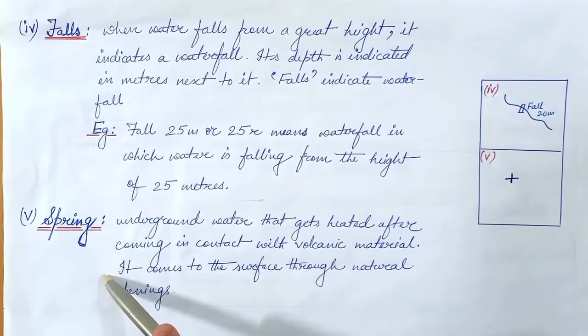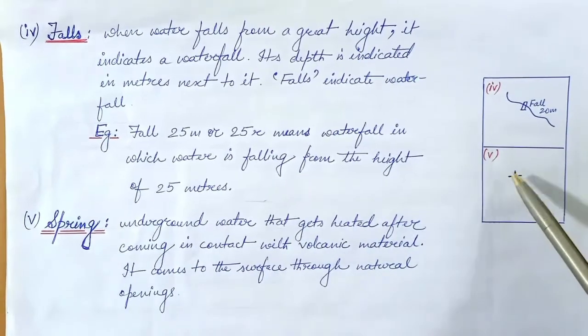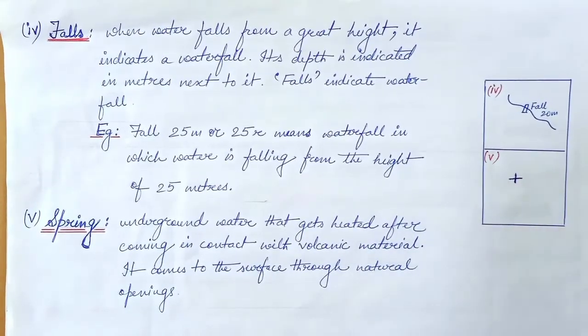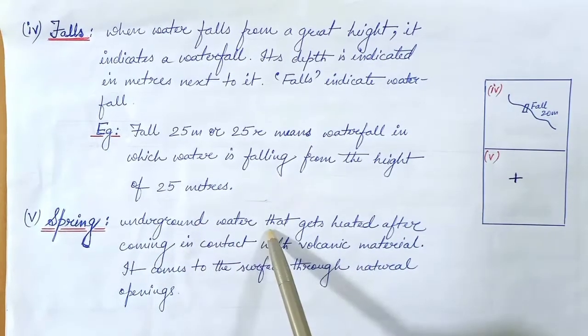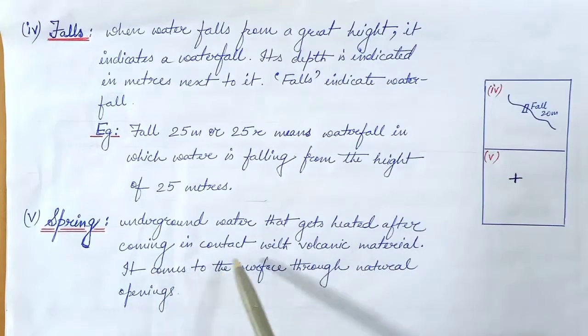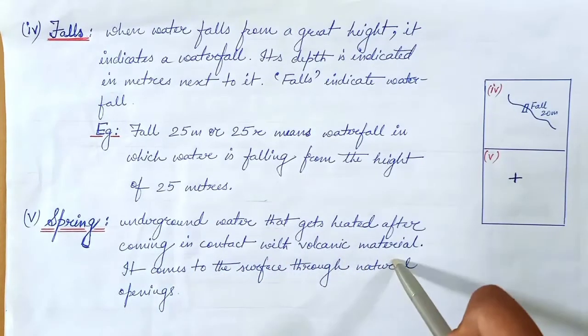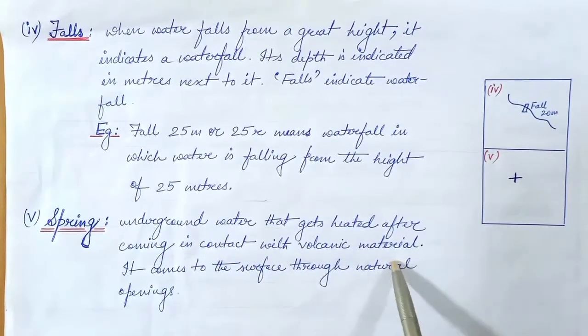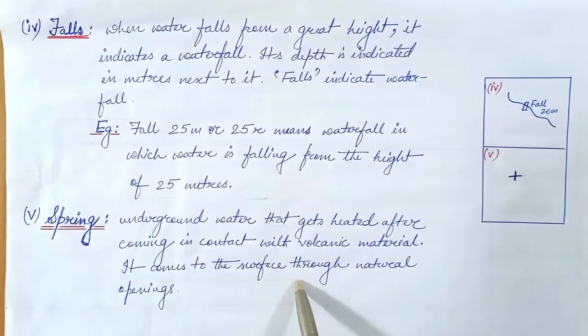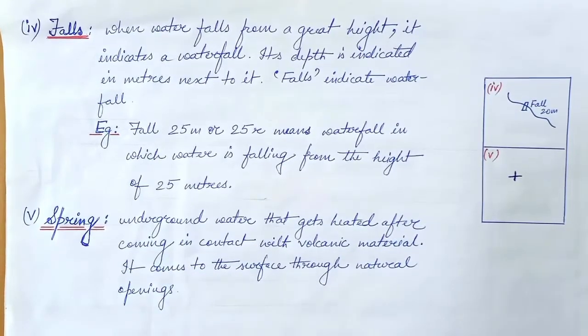Now the next is spring. We see this symbol, that is a symbol used for spring. A spring is formed when underground water gets heated after coming in contact with volcanic material, and when this heated water comes out to the surface through a natural opening, that is known as a spring.